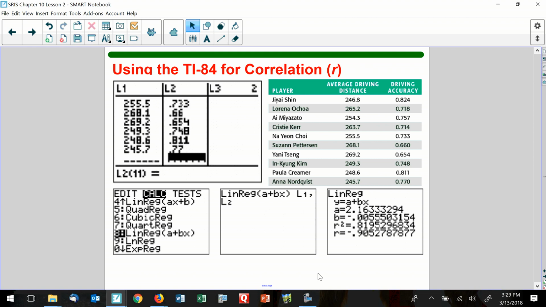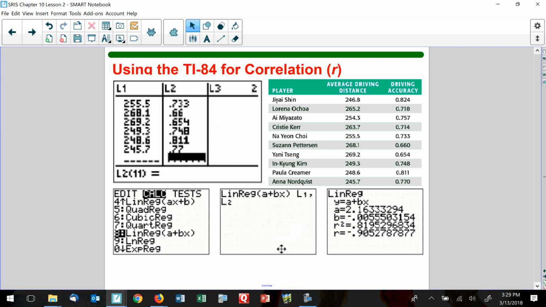So here's our golfers again. Let's find out their correlation. So pause this while you enter that. Enter their driving distance in list 1 and accuracy in list 2. And then return here, and I'll tell you how we get along with the rest of it. So pause this for a minute while you do that.